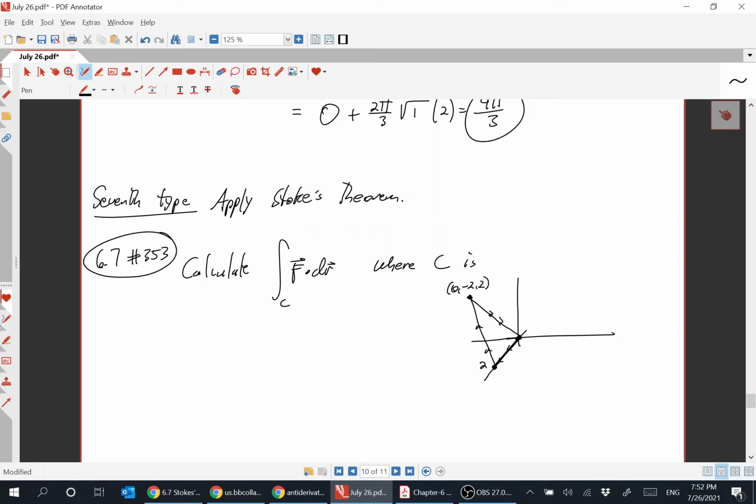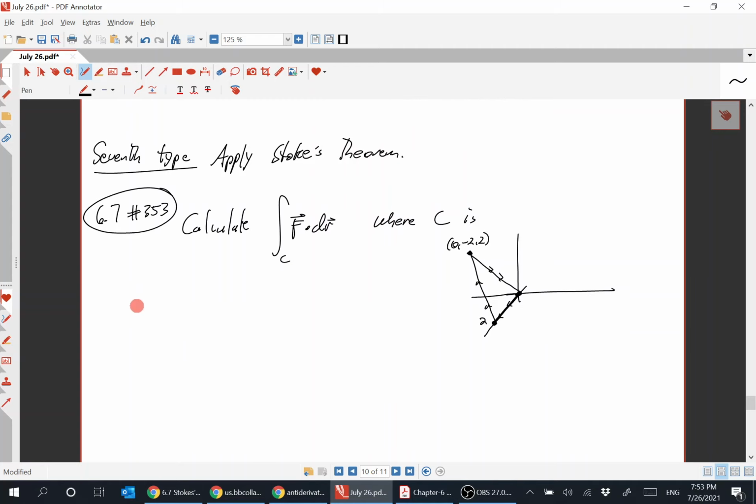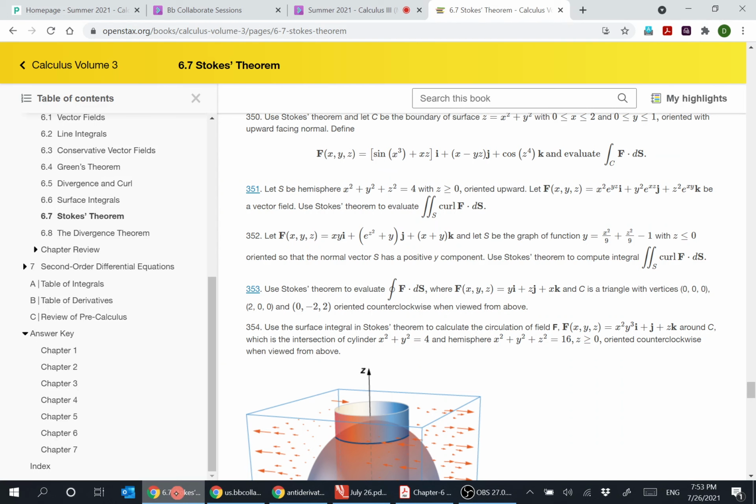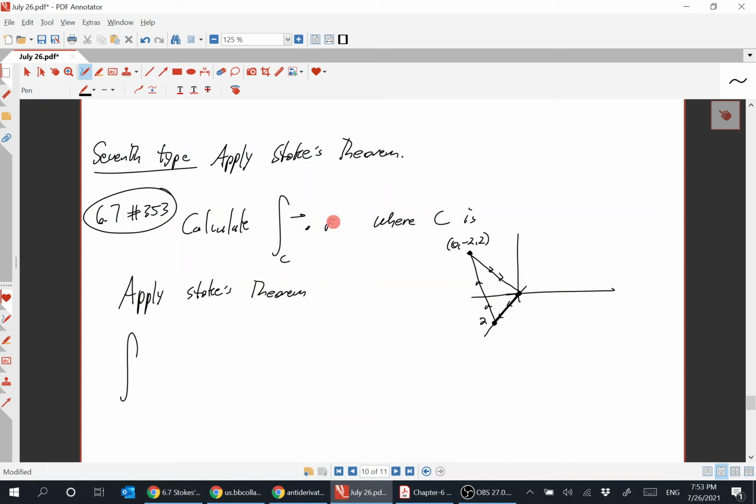Now, the surface that you want to pick would be the easiest surface to deal with that has that boundary. So in this case, it's just going to be the plane. So apply Stokes' theorem. Oh, what was F? I'm sorry. y, z, x. Right? So apply Stokes' theorem.